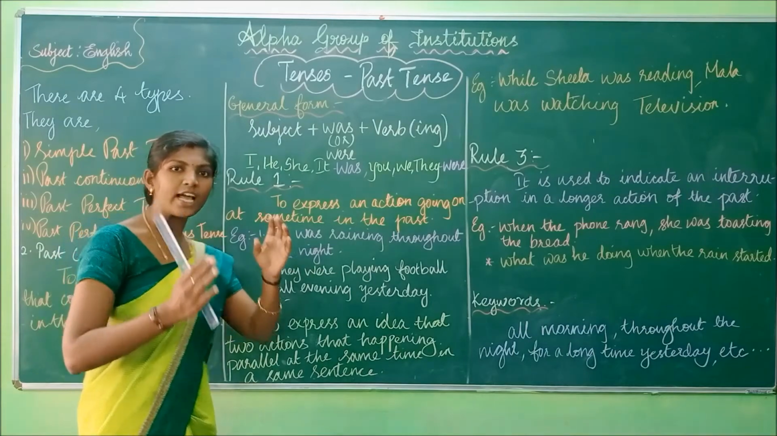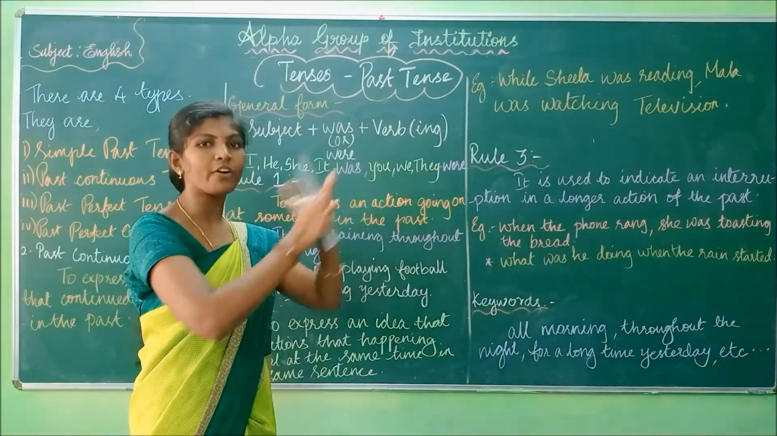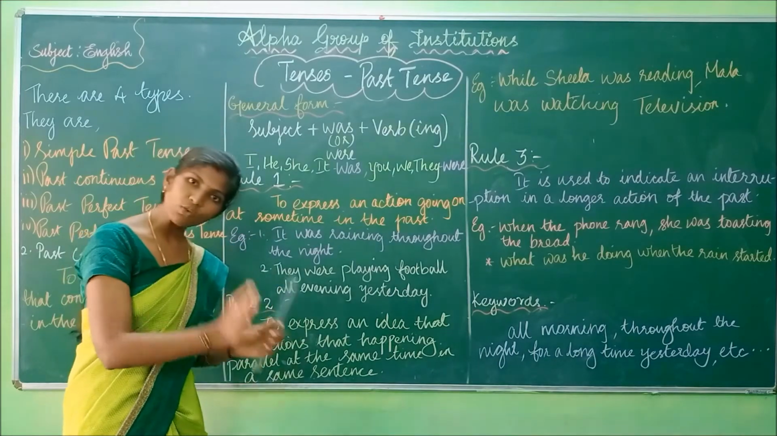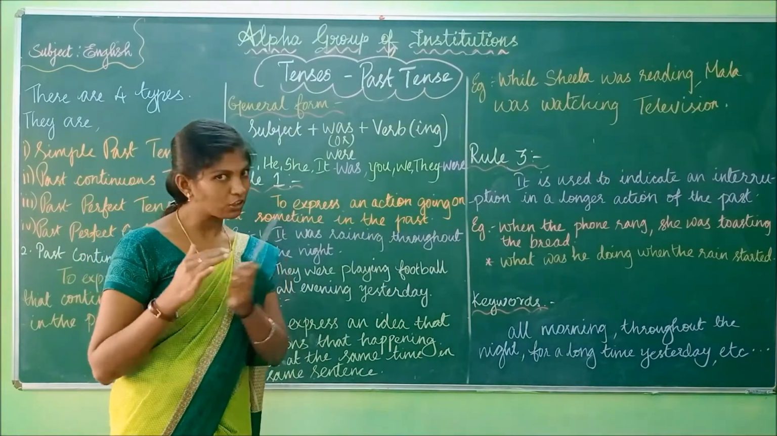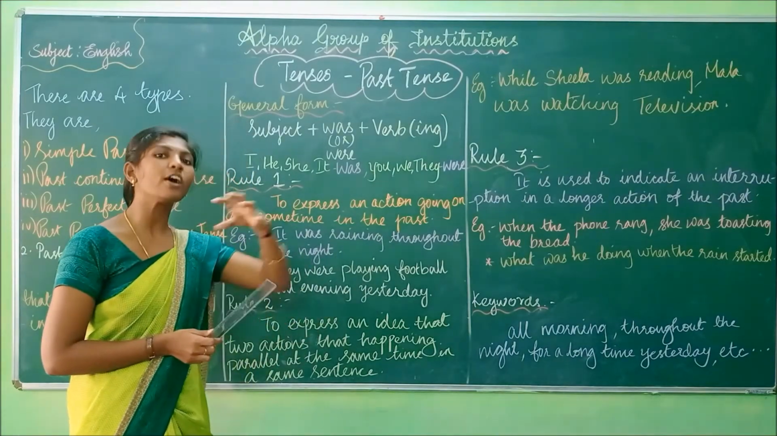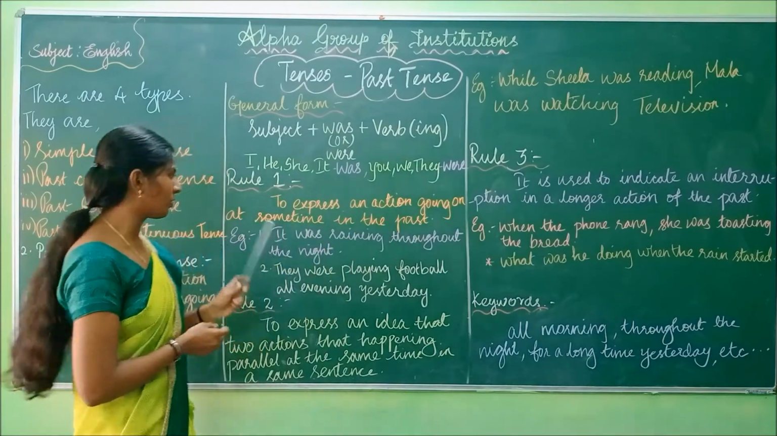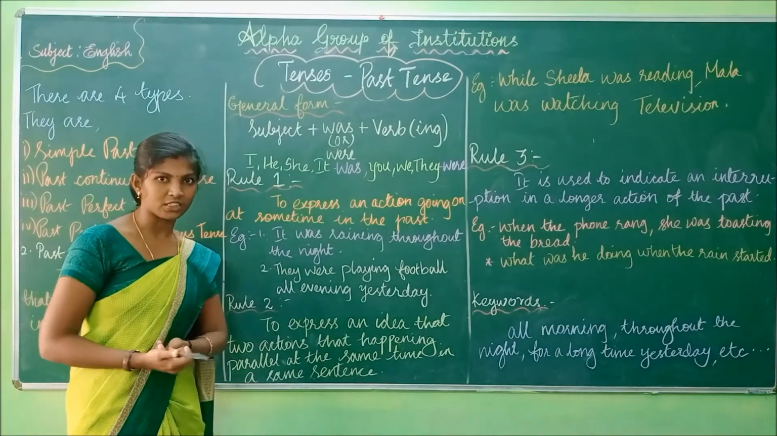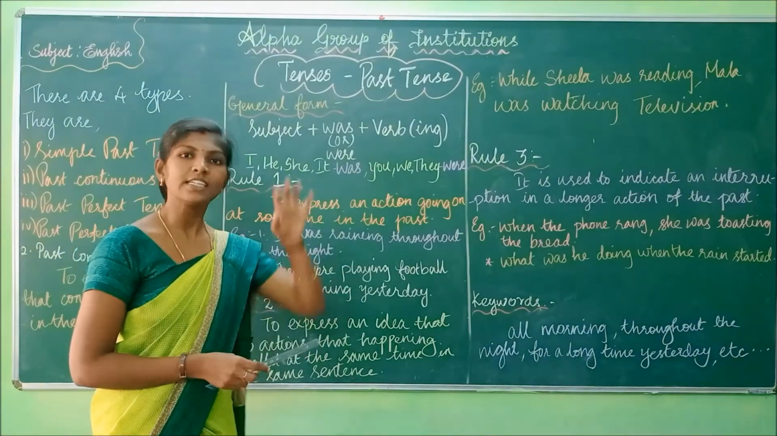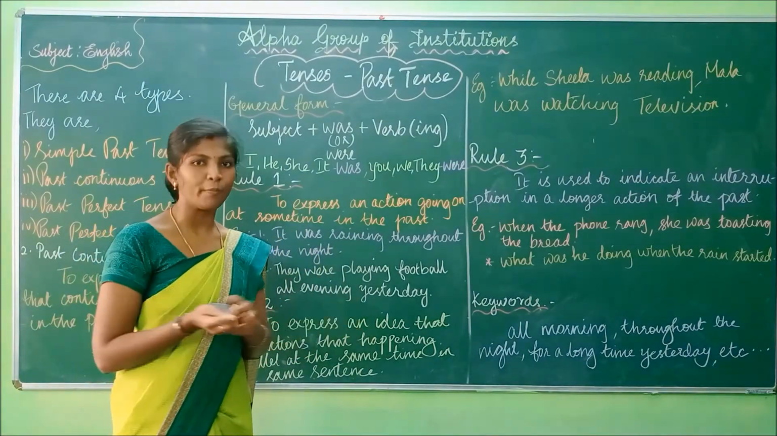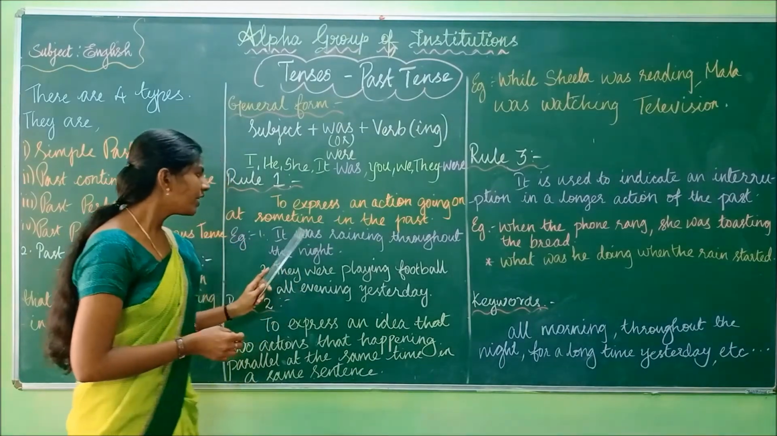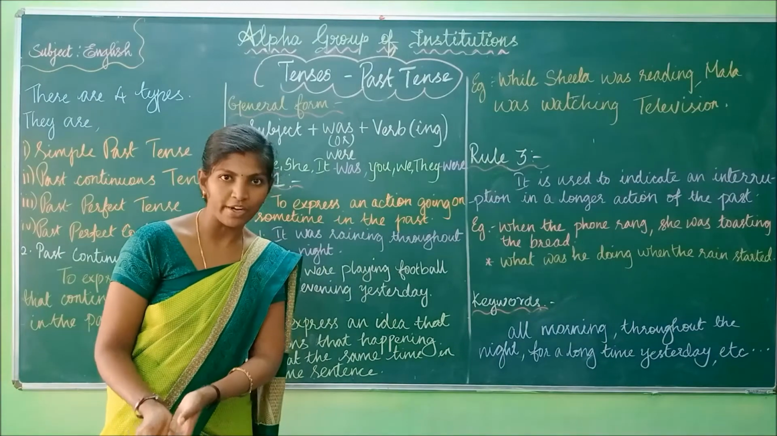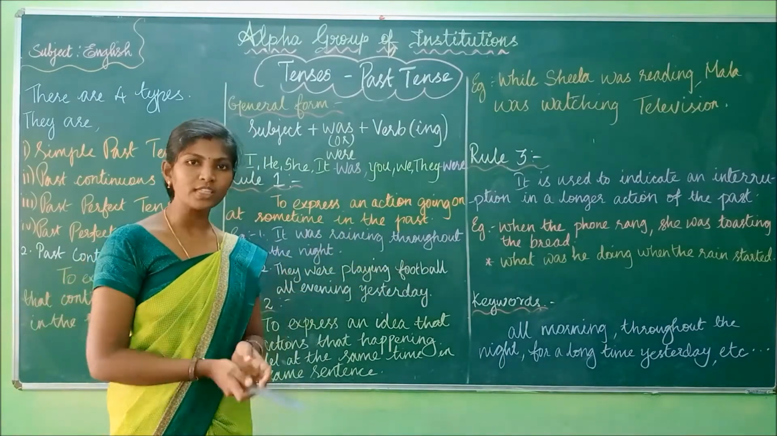To express an action that was happening for some time, it was going on for some time in the past. So it was over by past itself. It's not happening now, but it was going on for a period of time. For example, it was raining throughout the night. It rained in the night is, yes, it rained in the night. We don't know how much time, but it's like it was raining throughout the night, from night till morning. So throughout the night it was raining.